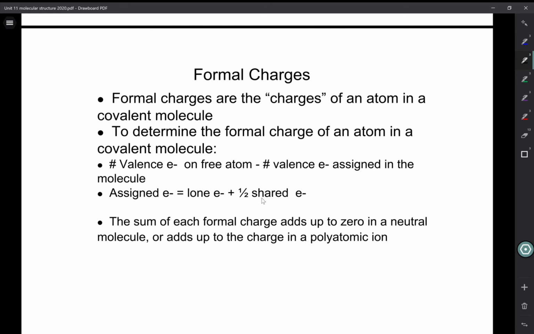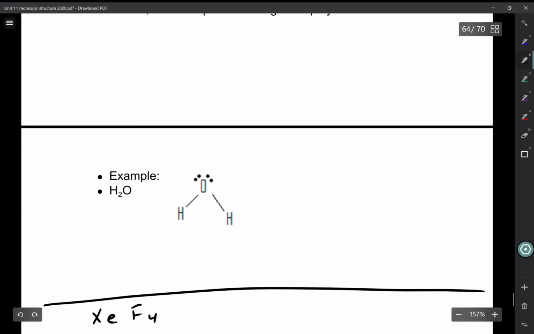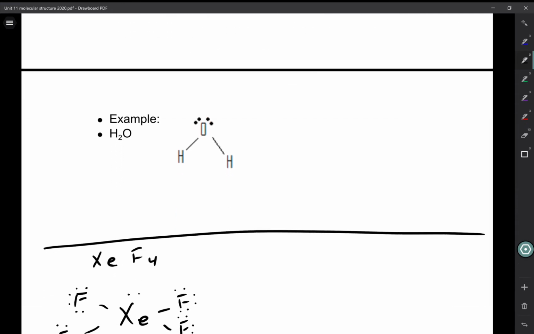And if everything is done correctly, the sum of each formal charge of the atoms adds up to 0 in a neutral molecule, or whatever the charge of the polyatomic ion is. That's the sum of the formal charges. So, for example, we'll do an easy formal charge problem here. We're going to find the formal charges for oxygen and hydrogen in water.